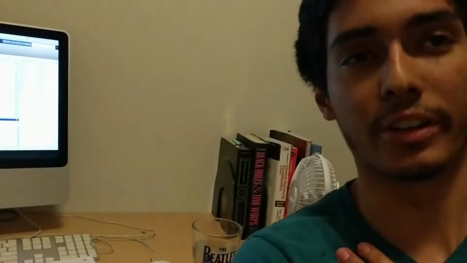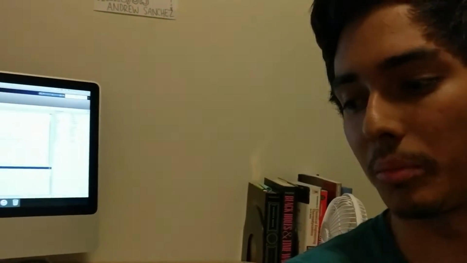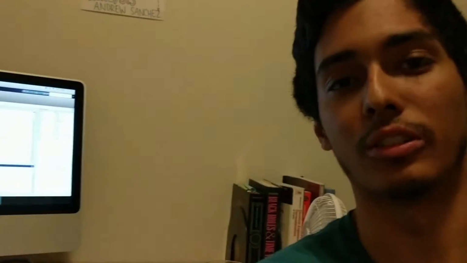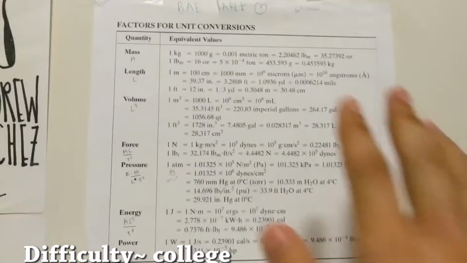So I know unit conversions can be pretty tough. Trust me, I've been there. The unit conversion struggle is real. But if you work really hard, you can learn to understand unit conversions and equations. And this Bay table is your life.